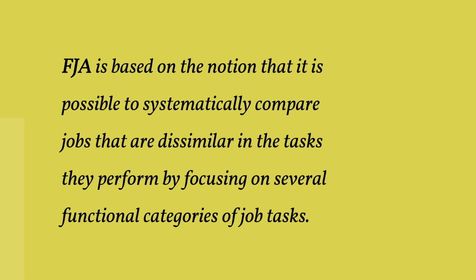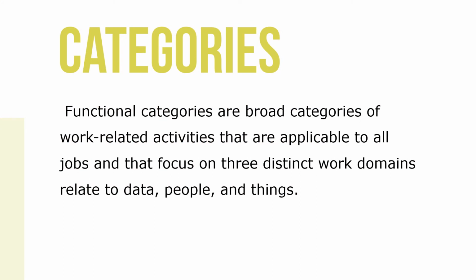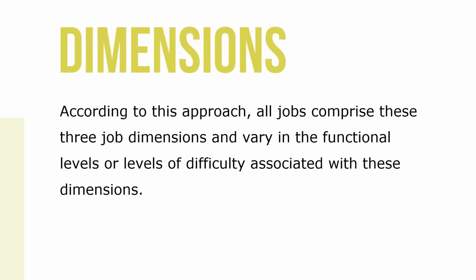FJA is based on the notion that it is possible to systematically compare jobs that are dissimilar in the tasks they perform by focusing on several job dimensions or functional categories of job tasks rather than on actual tasks. Functional categories are broad categories of work-related activities that are applicable to all jobs and that focus on 3 distinct work domains related to data, people, and things. According to this approach, all jobs comprise these 3 job dimensions and vary in the functional levels or levels of difficulty associated with these dimensions.